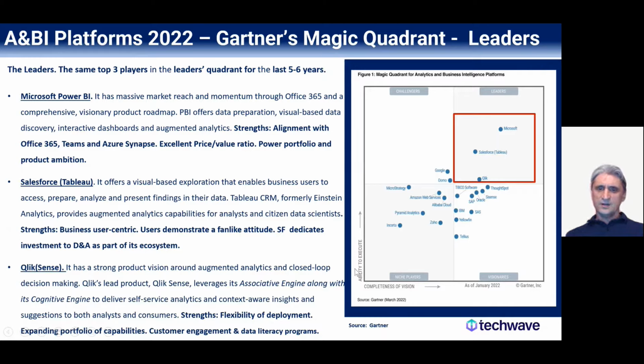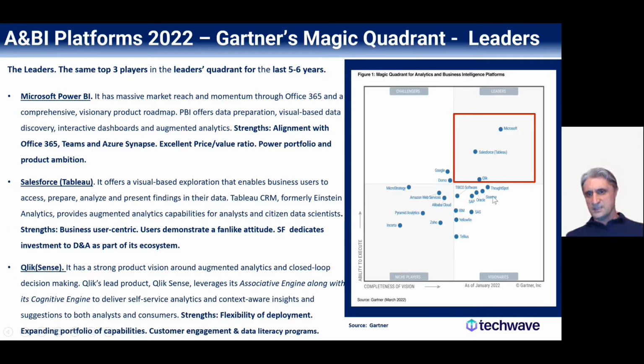As you can see, on the y-axis, you will see the ability to execute, and on the x-axis, you will see the completeness of vision. So if a tool like, let's say, Microsoft is quite right from a completeness of vision point of view, it means that it's a leader. As you can see, Microsoft Power BI is also a leader from the ability to execute.